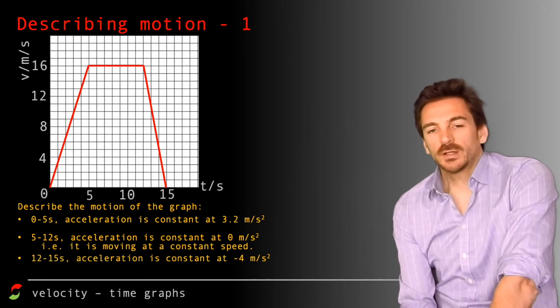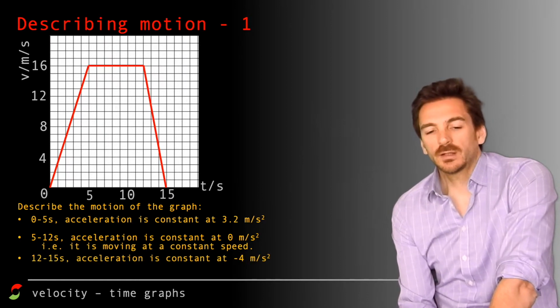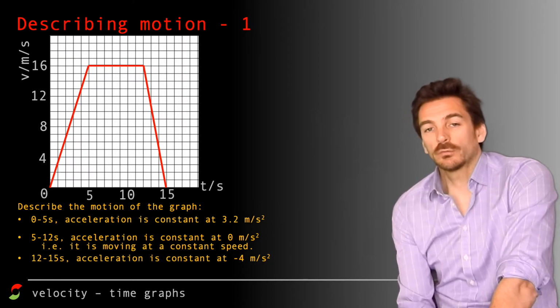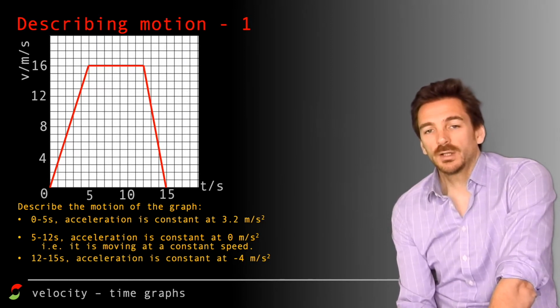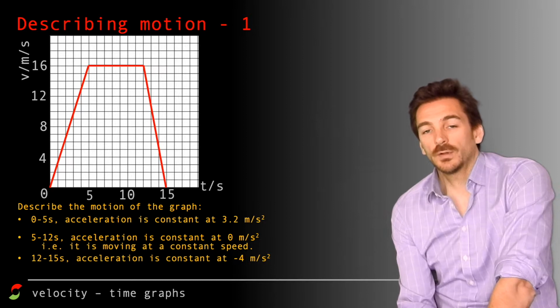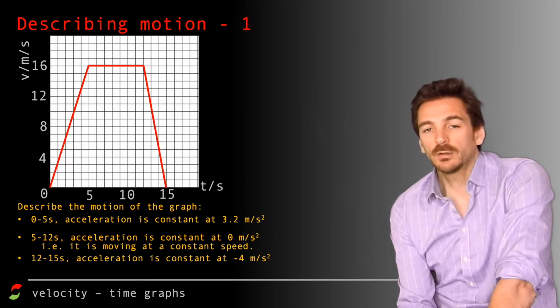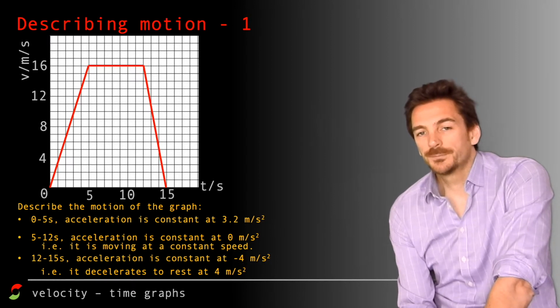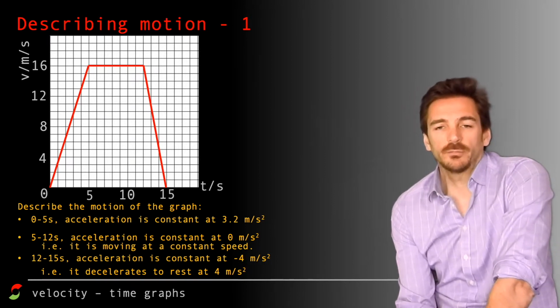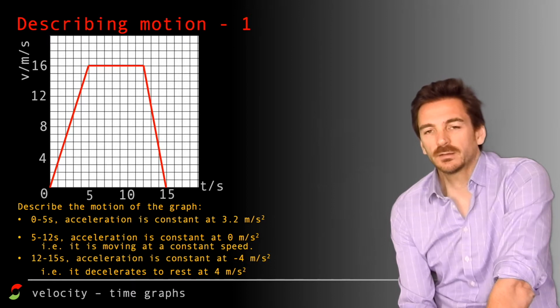And then the final section, 12 to 15 seconds, it's a constant gradient again, but it's negative, so that means it's constantly decelerating, or it's a constant negative acceleration. So we can either say that it's a negative acceleration of minus 4 meters per second squared, or a deceleration of 4 meters per second squared. And also that it comes to rest after 15 seconds.